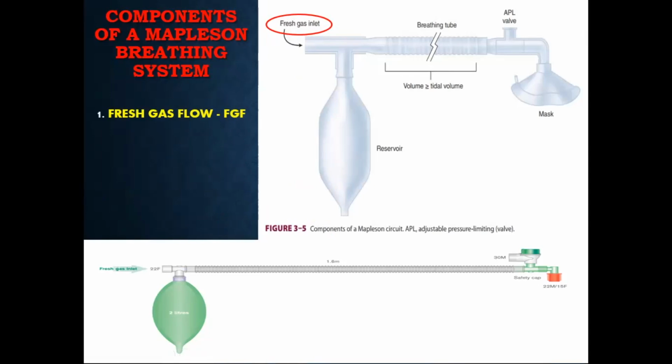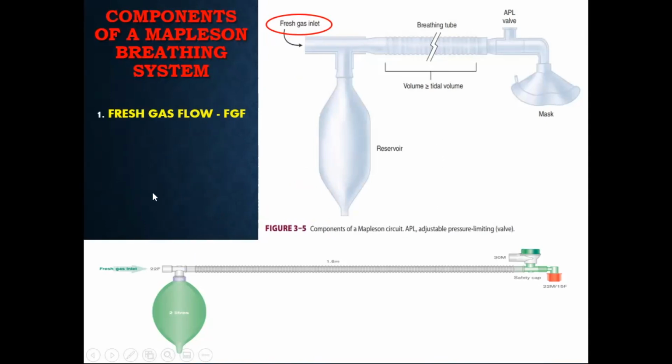Whether the system has a fresh gas flow or not, and where the fresh gas flow is situated, which part of the system. Is it near to the patient or away from the patient? So that is one important thing to say.